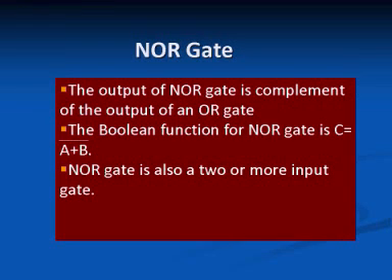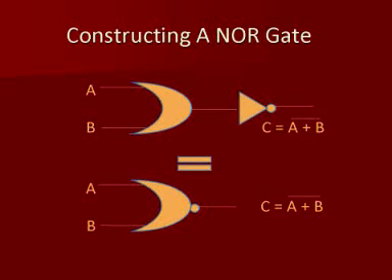As the name suggests, the output of the NOR gate is the complement of the output of an OR gate. This means the Boolean function for the NOR gate is C equals (A plus B) whole bar. The NOR gate is also a 2 or more input gate. Since the output of a NOR gate is the complement of an OR gate, it can be constructed by connecting the output of an OR gate to the input of a NOT gate. That is, the output of the OR gate, A plus B, is connected to the input of a NOT gate, and the output of the combination is now (A plus B) whole bar.